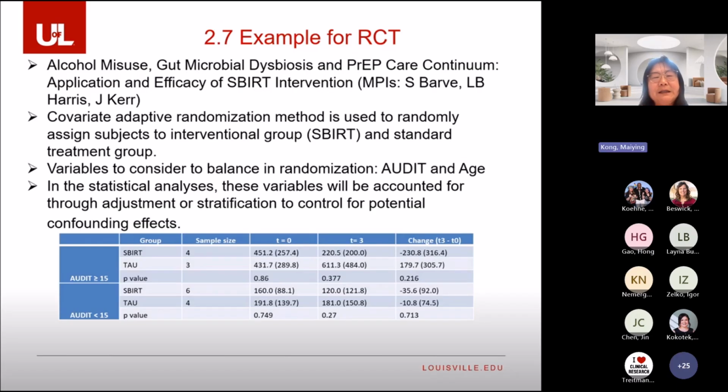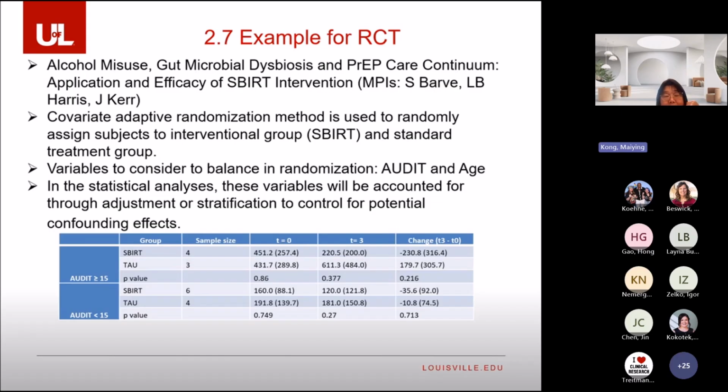One example we participate in at our university is this NIH-funded project. We use the covariate adaptive randomization method to randomly assign subjects to the intervention group and standard treatment group. Variables to consider to balance in randomization are disorder and age. In the statistical analysis, these randomized stratified variables need to be considered through adjustment or stratification to control for potential confounding effects.